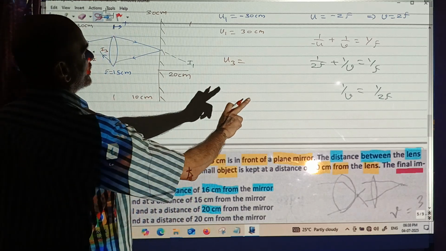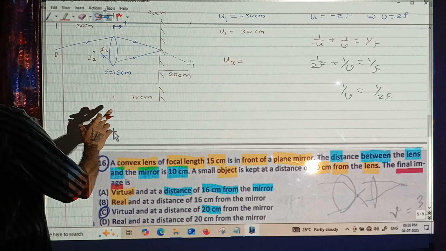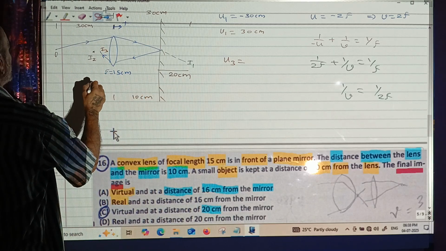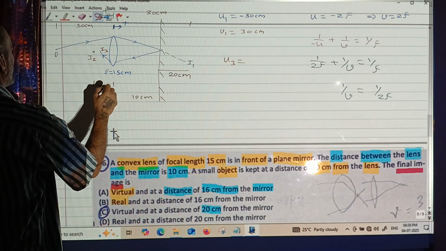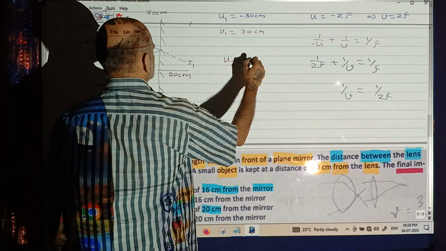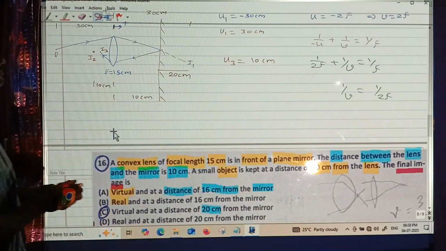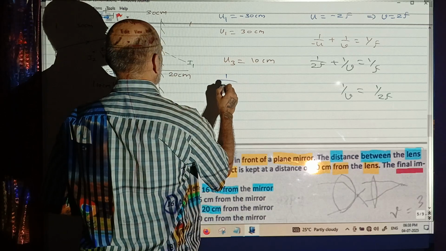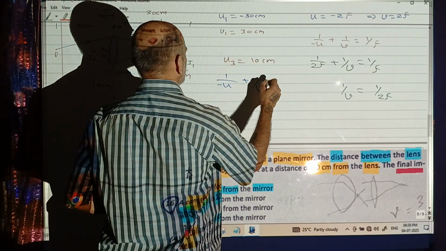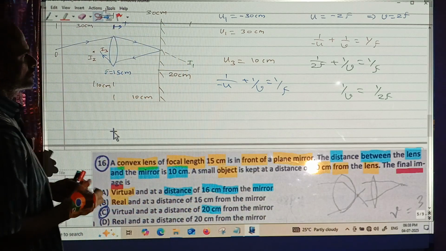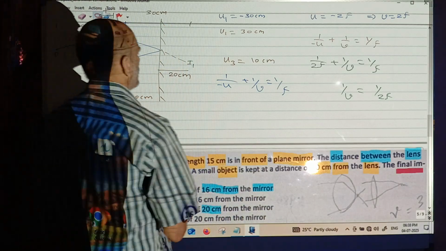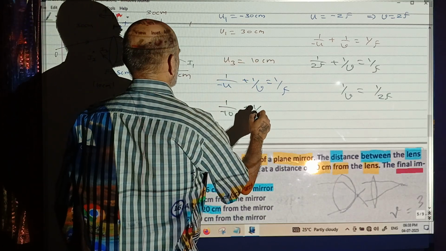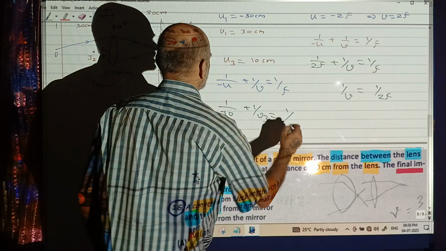I got V1 as 30. So 20 here, and this is 10, from here to here. So I2 has a distance of 10 centimeters from the lens. So U3 is plus 10. And we have to find V3. I can use the lens formula, 1 by U plus 1 by V equal to 1 by f. U is plus 10, plus 1 by V3 equal to 1 by f, which is 15.